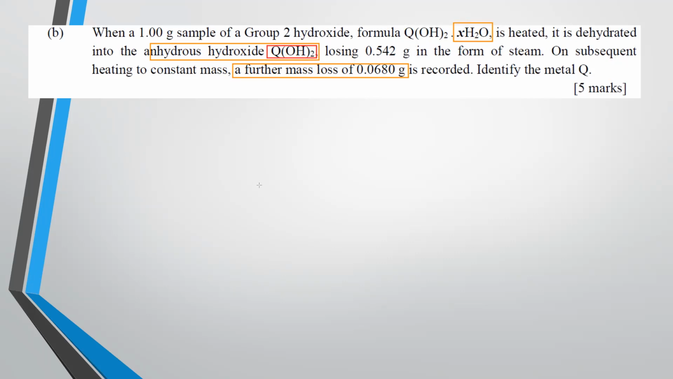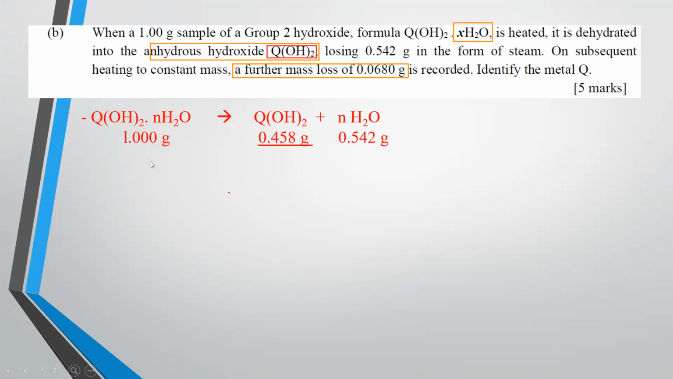Okay, so identify the metal in here. So this is how we are going to solve it. First of all, you have to deduce the reactions that happen in the first step. The first step is the dehydration of the xH2O. So initially you have 1 gram, then the loss is 0.542 gram. So the remaining mass belongs to the Q hydroxide. Okay, so therefore in here you can calculate the mole of the Q(OH)2, which is equal to the mole of the H2O, which is equal to 0.00378.